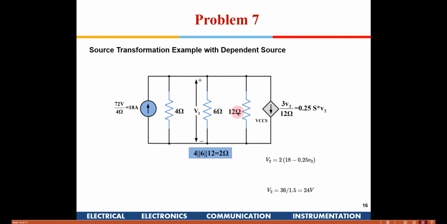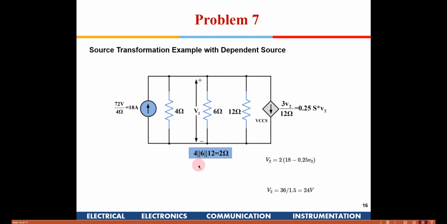Now you have 4 and 12 and 6 also, all these three, 4 parallel to 6 parallel to 12, which will give you 2 ohms. There are 2 current sources, so the net current which is going to flow here is 18 minus 3V2 divided by 12. This parallel resistance is computed as 2. To find the voltage, you multiply the net current with that parallel resistance of 2. That is how you get the value of V2.